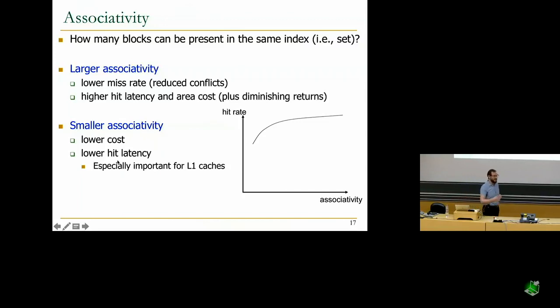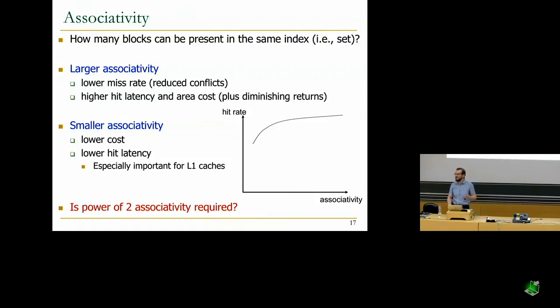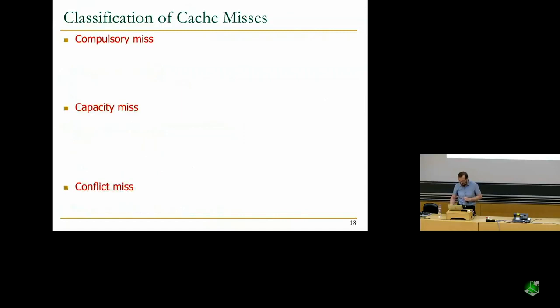And lower hit latency is especially important for L1 caches. As a result, L1 caches are usually less associative. But if you go to L4 caches, for example, it could be 128-way associative, right? So that you can get less conflict misses. Okay, we already discussed this power of 2 associativity required, and you know the answer.